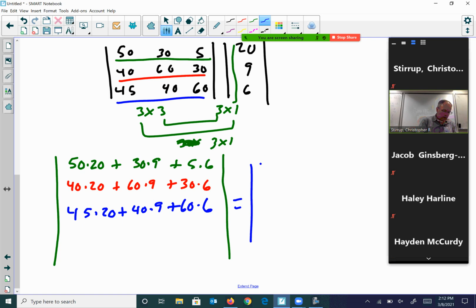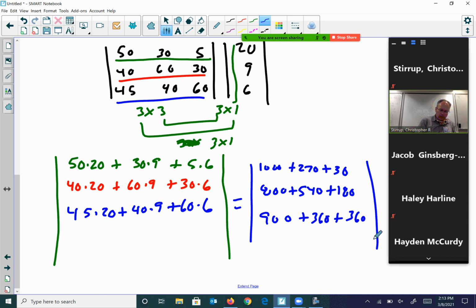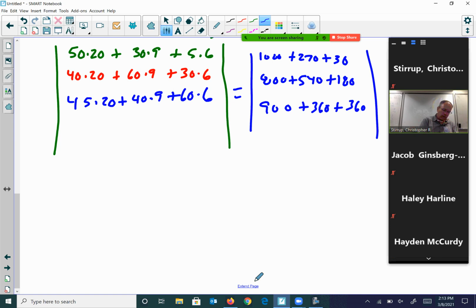So that's going to give me 1,000 plus 270 plus 30. This one's going to give me 40 times 20. What is that? 800 plus 540 plus 180. And then 45 times 20 is what? 900 plus 360 plus 360. And then if we just do the math, 1,000 plus 270 plus 30, that's 1,300. 800 plus 540 plus 180, that's equal to 1,520. And then 900 plus 360 plus 360, 1,620.